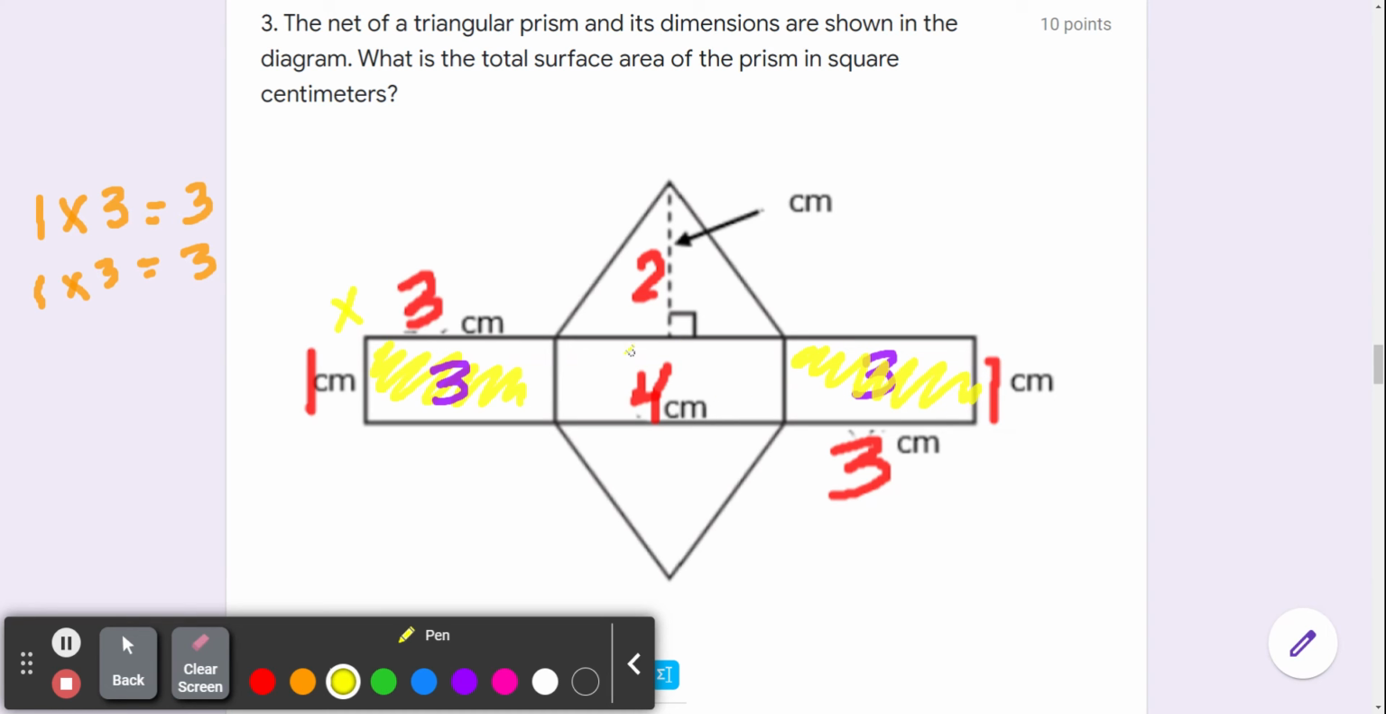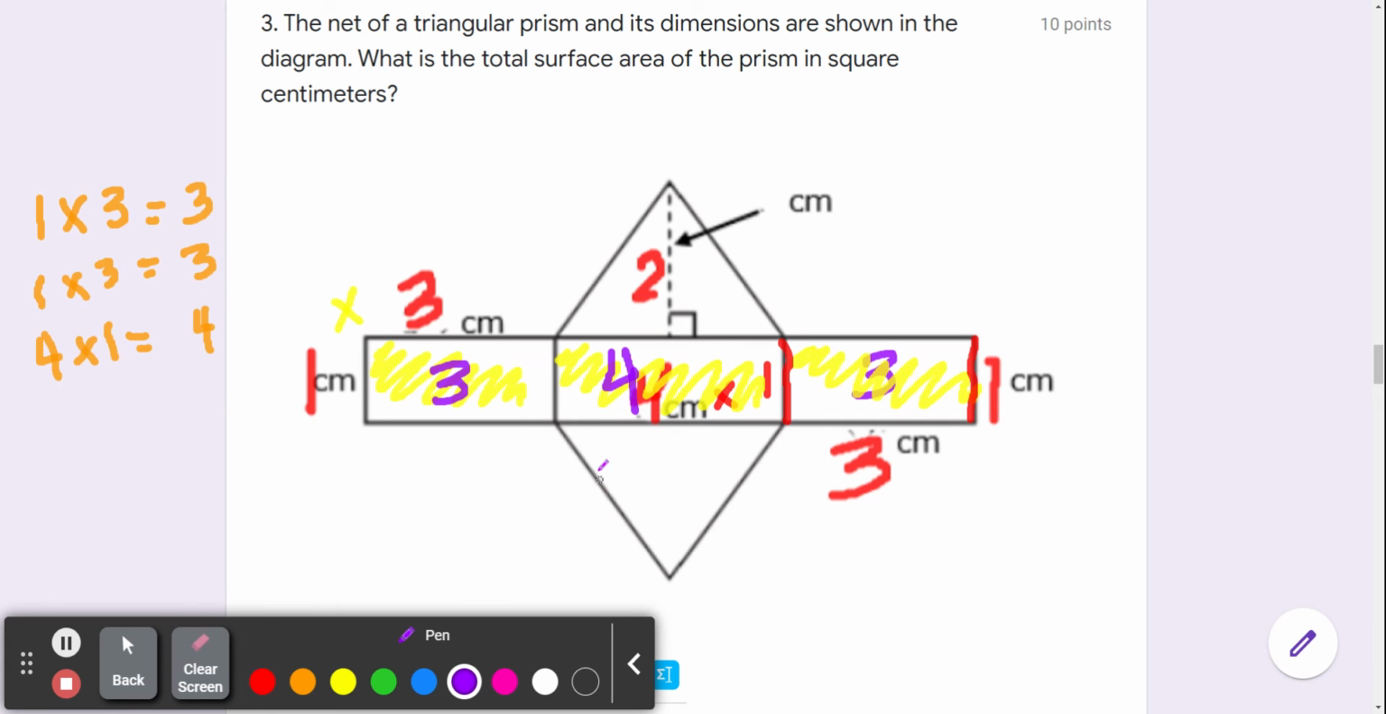So now I'm going to do this one right here. This one has a 4. And then its side, you see how there's a 1 here? Well, that means that there's also a 1 here. This side here is the same as this side here. So now I can do 4 times 1, and that's 4. So that means that this piece in here is 4. So now I have a 3 and a 4.